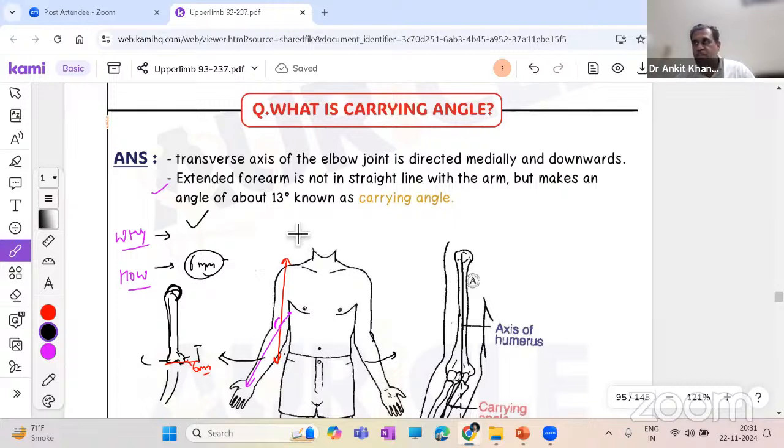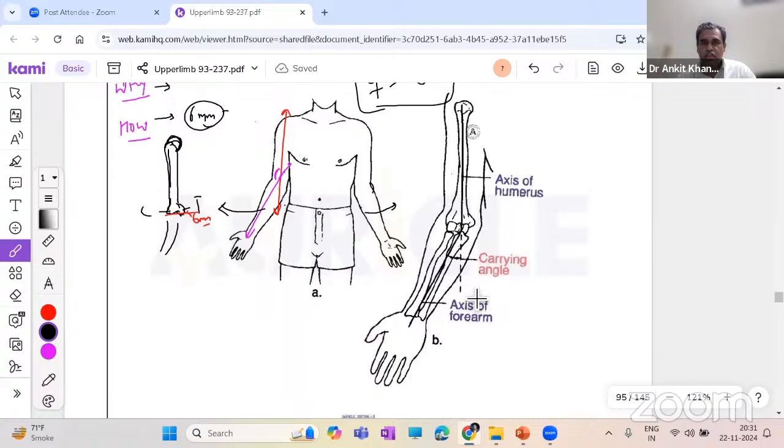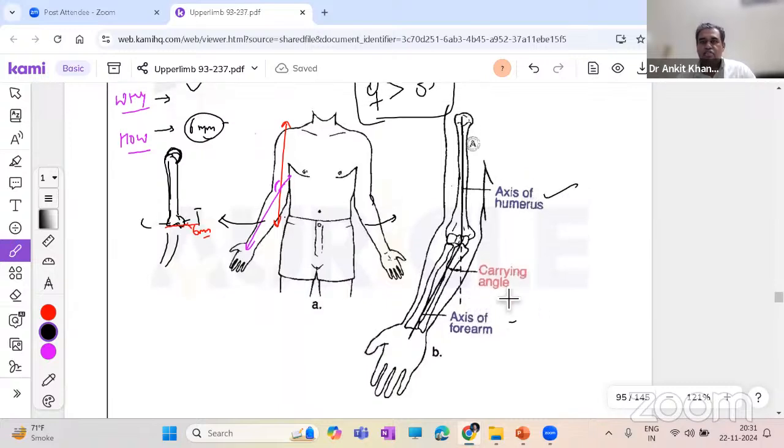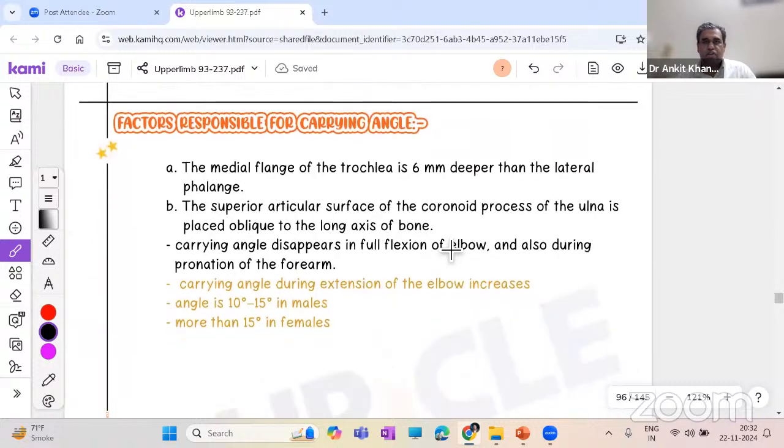And as you can see, females have a wider pelvis, so this angle will be more in case of females. So females will have a more angle than the males. Only a difference of 2, 3, 4 degrees, that's it. Not much, but still, for a body it is too much. So you can see the axis of the arm and axis of the forearm, and in between we have a carrying angle. The factors responsible for carrying angle, as I already said, we have a 6 mm difference.